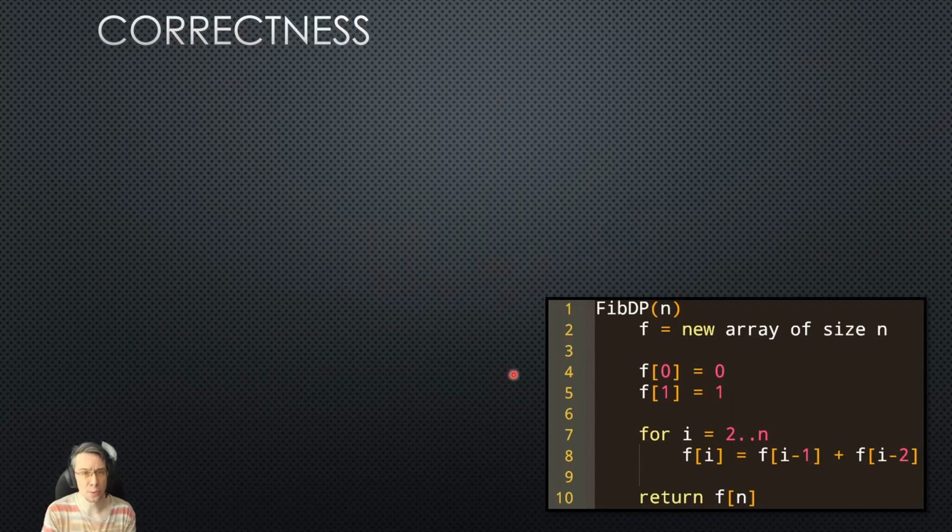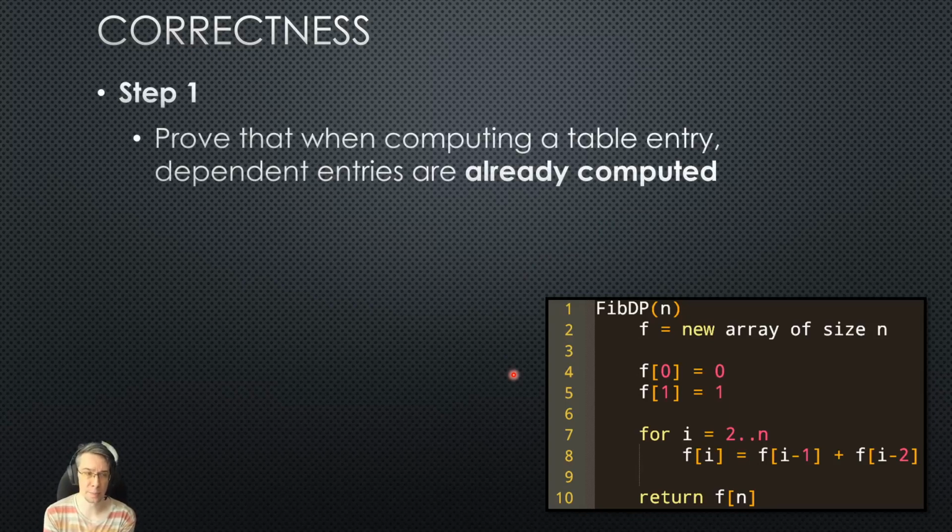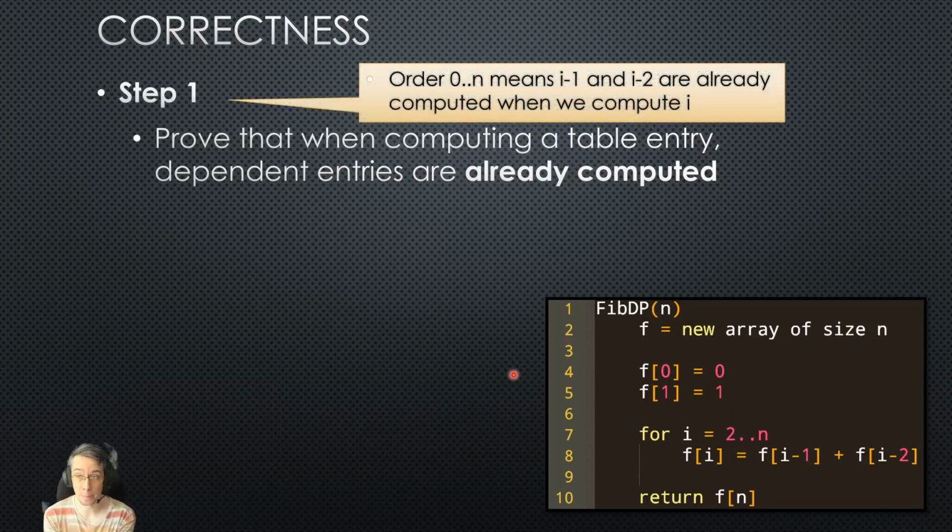Okay. So how do you reason about the correctness of a dynamic programming algorithm? Well, it's not unlike a divide and conquer algorithm, at least in the second step. In the first step, I want to prove that we are filling things bottom up. So first, I want to prove whenever I'm computing a table entry, the order in which I'm filling in my entries is such that all of the dependent entries have already been computed. That's step one. Proving that you're filling things in bottom up. So in our case, that's easy. The order 0 to n means I minus 2 and I minus 1 are already computed when we compute I. That's that part of the argument, that we are doing things bottom up, that our dependent entries are already computed.